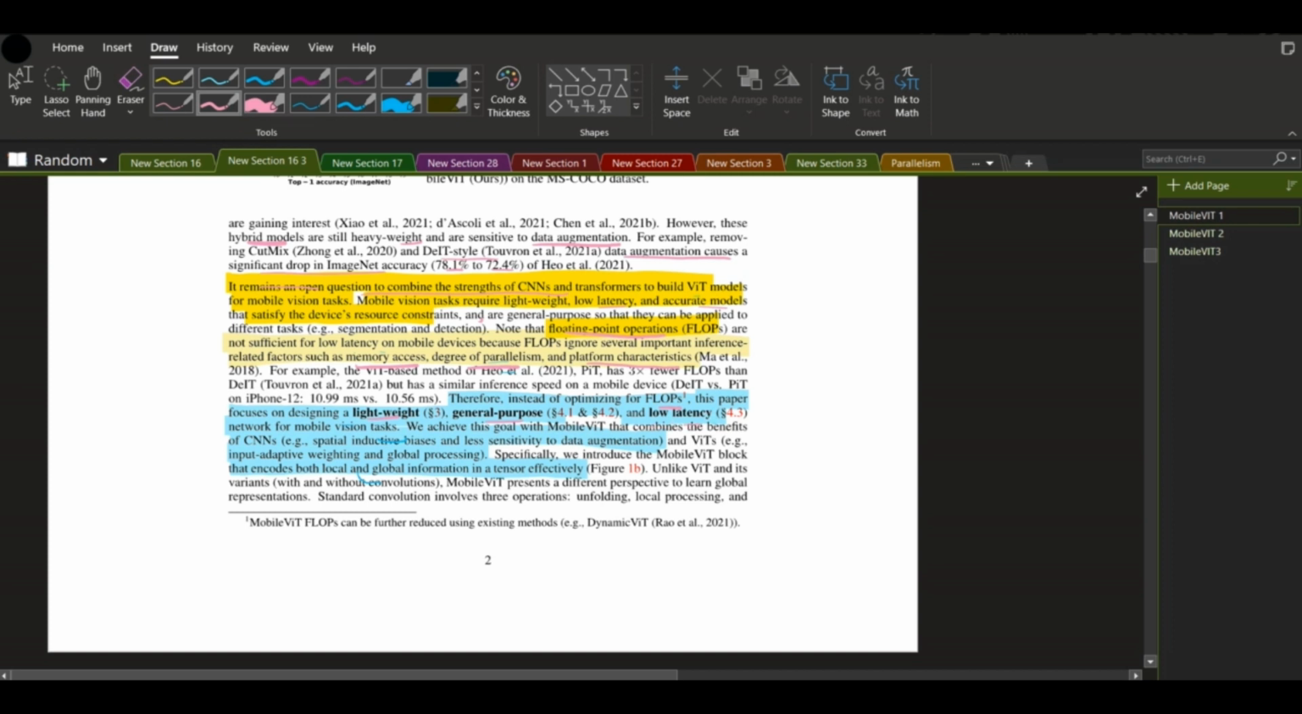They did this by combining the benefits of CNN, which comes with the spatial inductive bias and is less sensitive to data augmentation, whereas ViT has input adaptive weighting. Because we take an image and break it down into patches, some of these patches are going to be weighted more than other patches. This is mainly because of the attention mechanism. And ViT models tend to have this global processing power, so they can learn global information, whereas CNNs can learn local information. That's the most important difference between these two models.